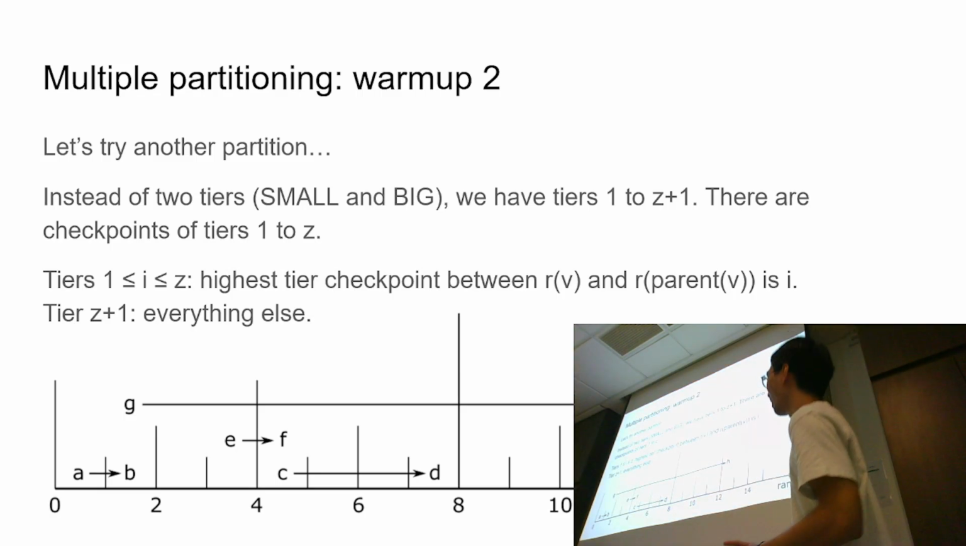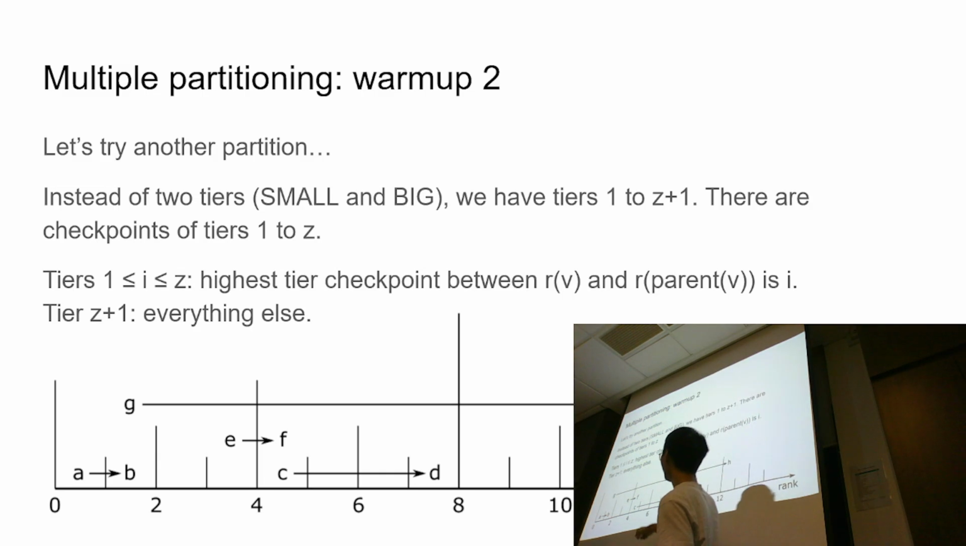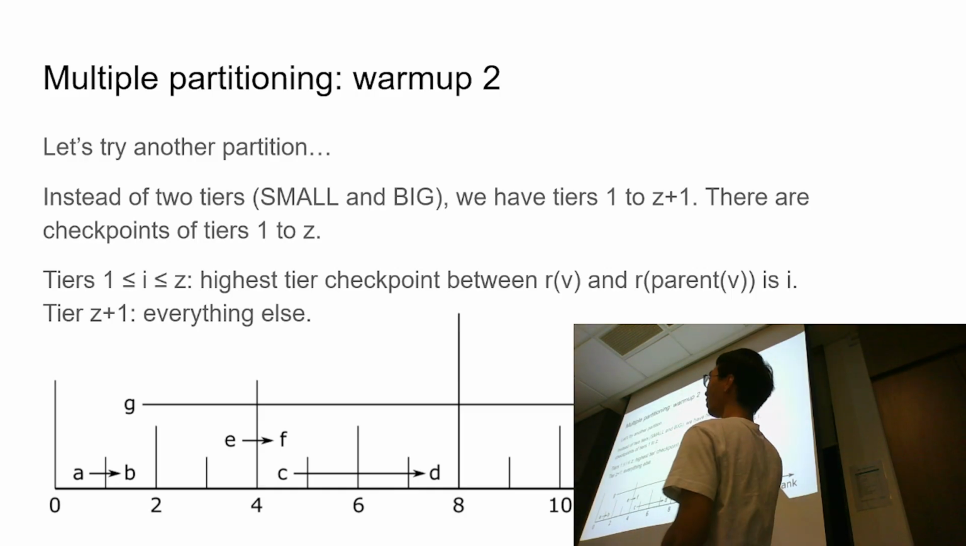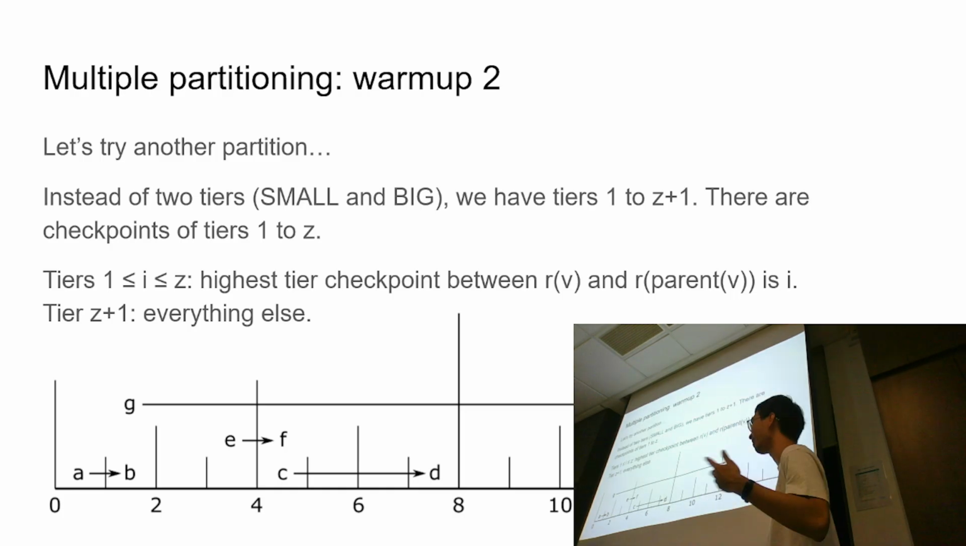I will categorize an edge as being tier I by the highest tier checkpoint it passes. For example, from C to D the highest tier checkpoint is tier 2, so this edge will be tier 2, and this one will be tier 3, and because G to H passes this giant tier 4 checkpoint, it is tier 4. But there's also a special tier Z plus 1 which basically collects everything that we haven't captured so far in the first Z tiers, like all the leftovers.